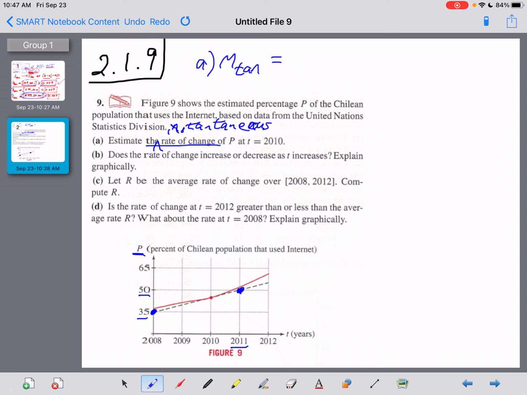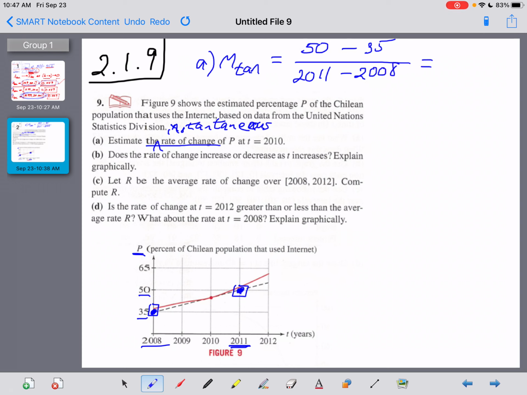So using those 2 points, here we go, guys. Slope of the tangent up here on the top is change in y over change in x. f of b, my ending y value, which is at this point right here, is going to be 50%, minus f of a, my starting y value right here, is 35%. And then down on the bottom, the change in x, or in this case, the change in t, the ending t value is at 2011, minus the starting t value at 2008.